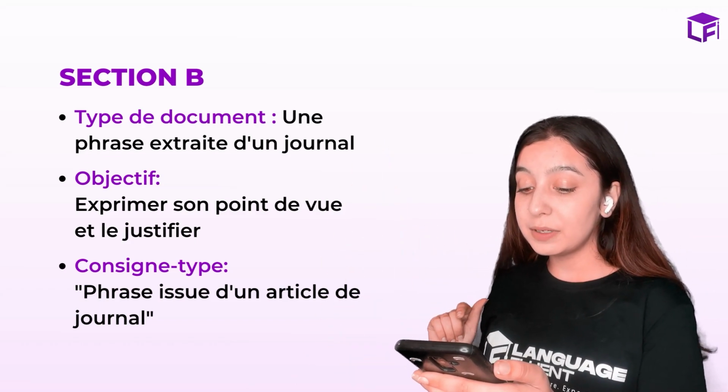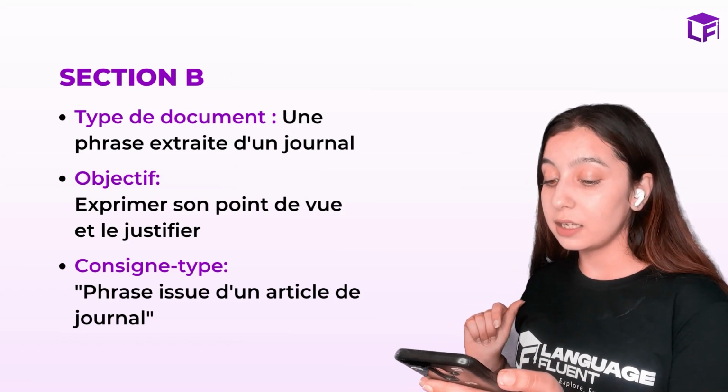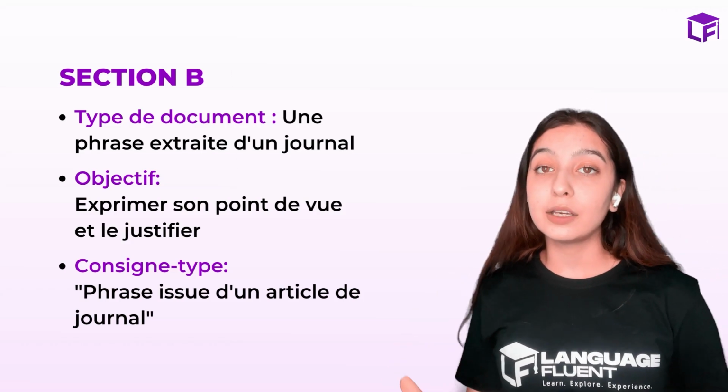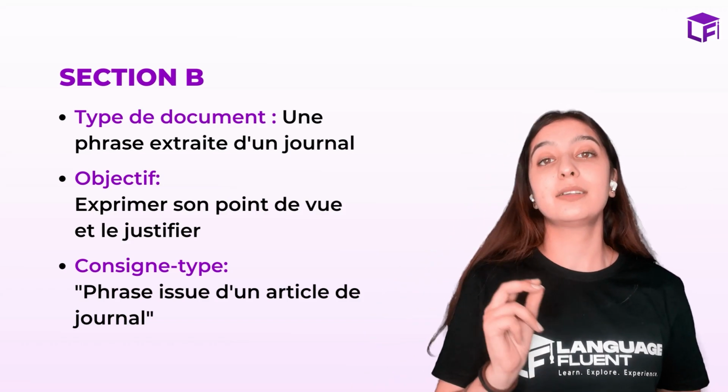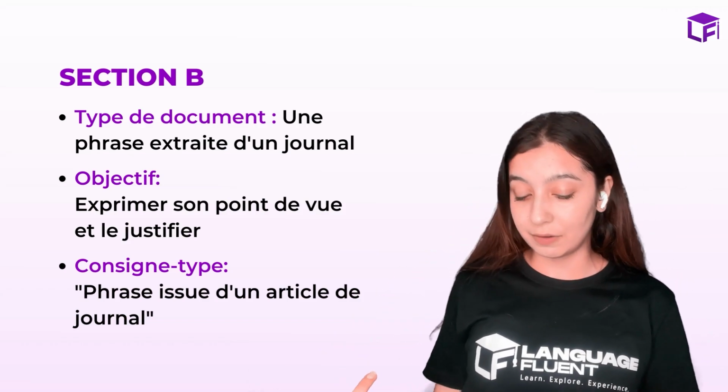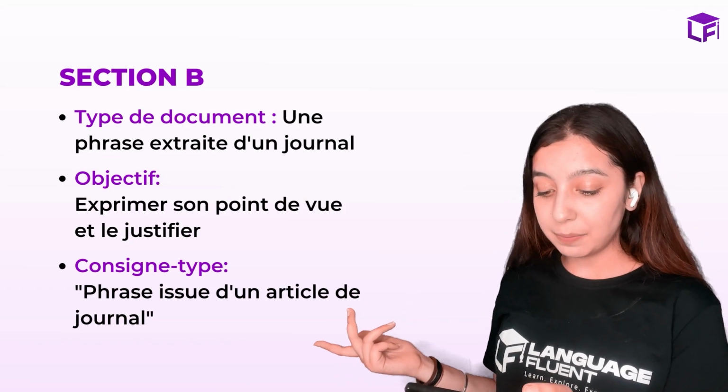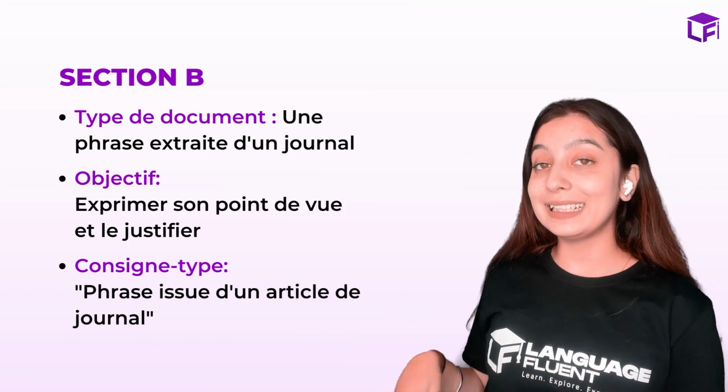Objectif, exprimer son point de vue et le justifier. Now you have to explain your point of view and you have to provide proper justifications for the arguments that you are giving. Consigne type, phrase issue d'un article de journal.